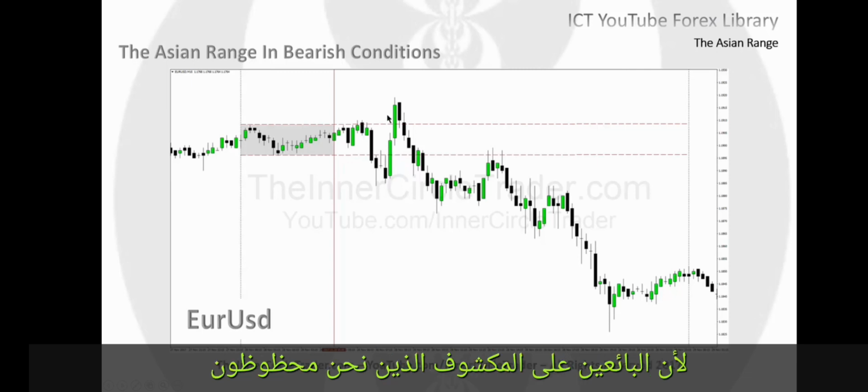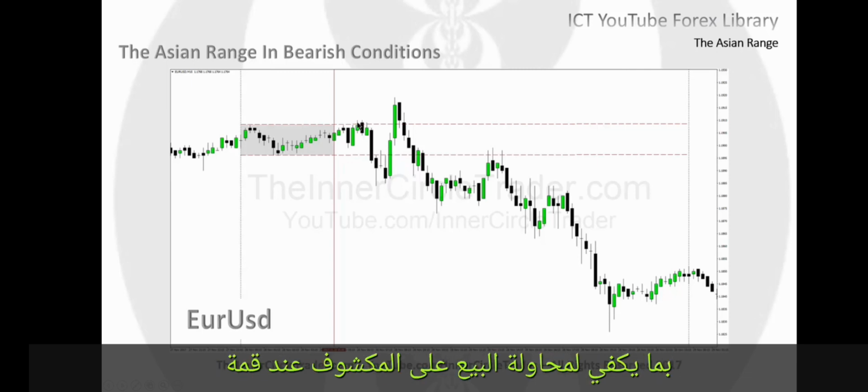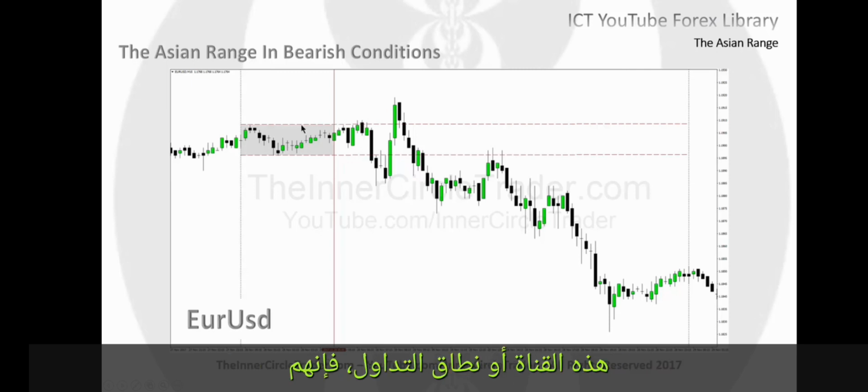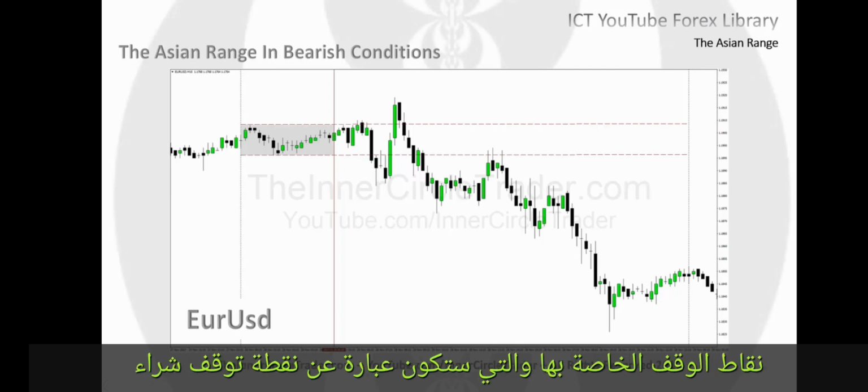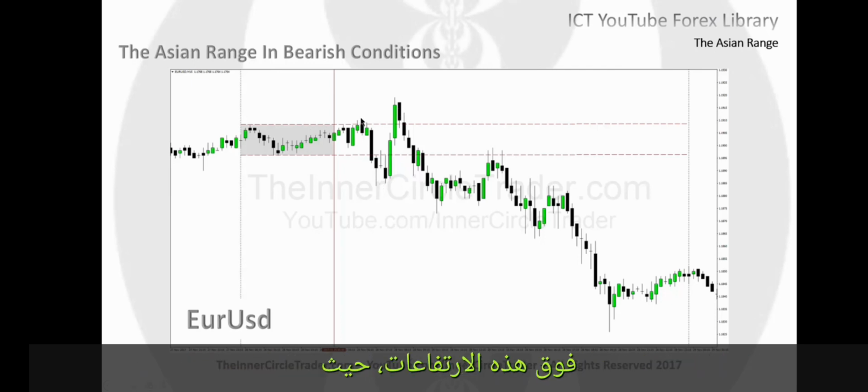Why? Because short sellers that were lucky enough to sell short at the top of this channel or trading range are making money here. They're not going to be allowed to be profitable. They run on their stops, which would be a buy stop run above these highs. That's where you're looking to be a seller. This is the lowest risk, high probability entry for using the Asian range.